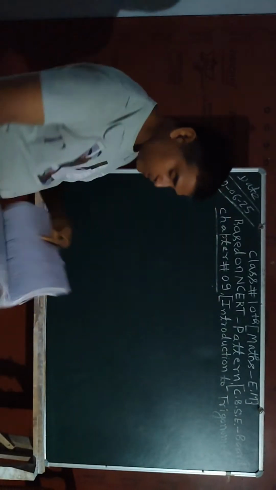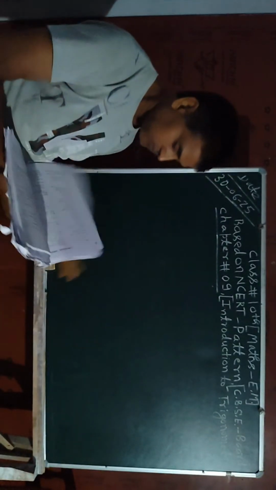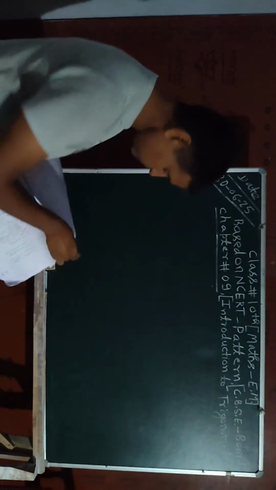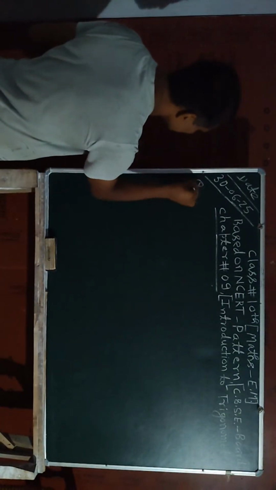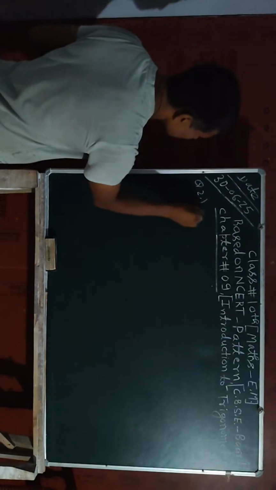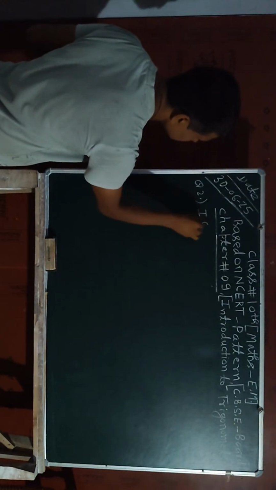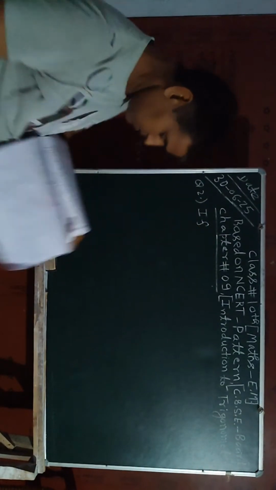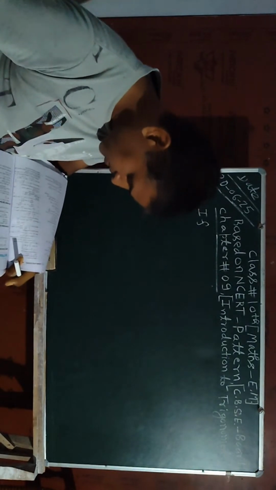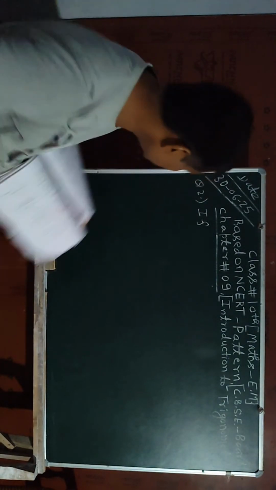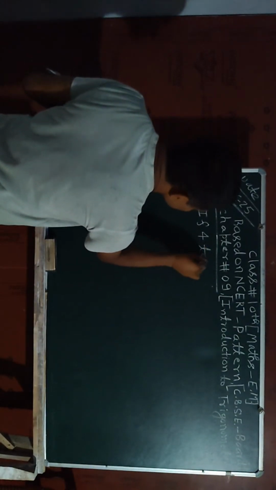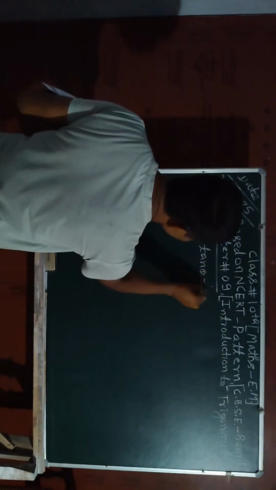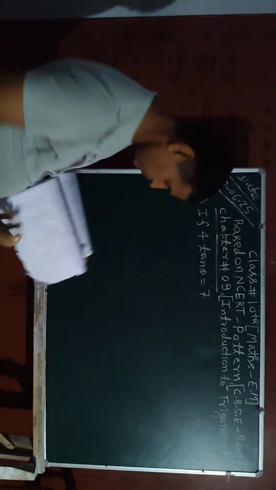Now the next question I am going to write and give its solution properly. This is question number 2. If 4 tan theta is equal to 7, that is given here.